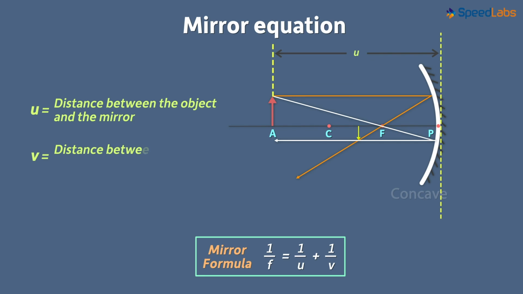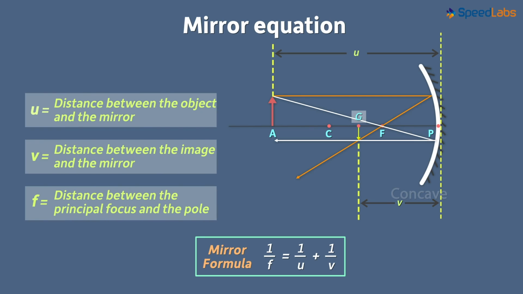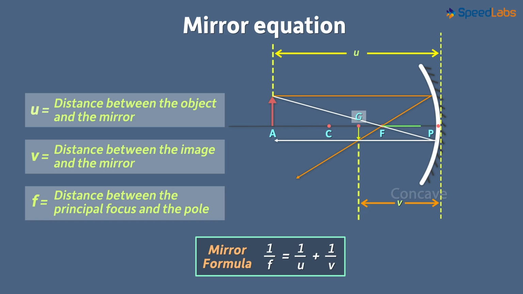V is the distance between the image and the mirror. Let's name this point G. So V is nothing but the distance between points G and P. And F is the focal length, which is the distance between the principal focus and the pole. This distance is equal to F. Note that all the distances are measured from the pole of the mirror and not some other point on the mirror. So from the equation, you can see that it gives us the relation between the object's distance from the mirror, the image's distance from the mirror, and the focal length.